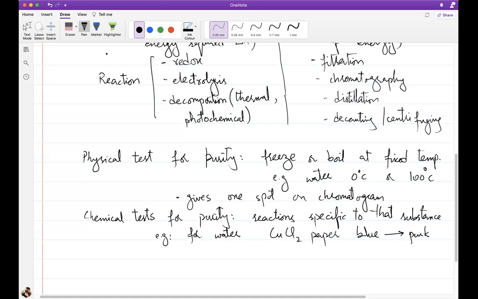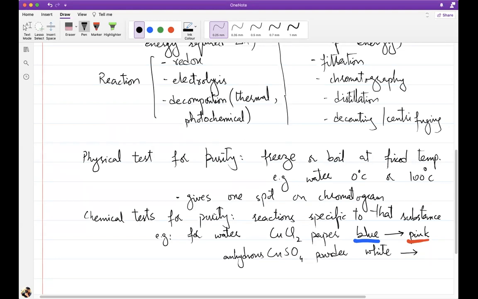So that is a test for what happens. So this is blue in the beginning, and then it converts to pink color. On the other hand, if you have anhydrous copper sulfate, so this is anhydrous. Anhydrous means that it doesn't have water in it. So anhydrous copper 2 sulfate powder is white. But when you add water to it, it becomes blue.